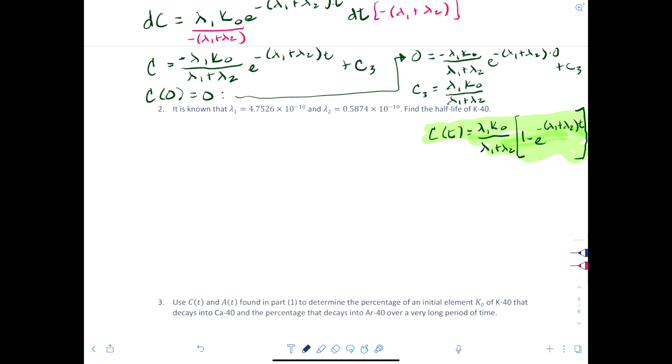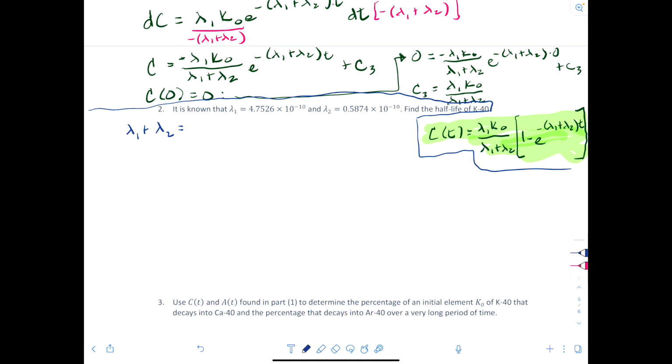So it is known that lambda 1 is 4.7526 times 10 to the negative 10, and lambda 2 is 0.5874 times 10 to the negative 10. We want to find the half-life of K40. So here we go. The half-life of K40 is half of the initial, correct? So let's first find out what is lambda 1 plus lambda 2, because we have that, remember, in our denominator.